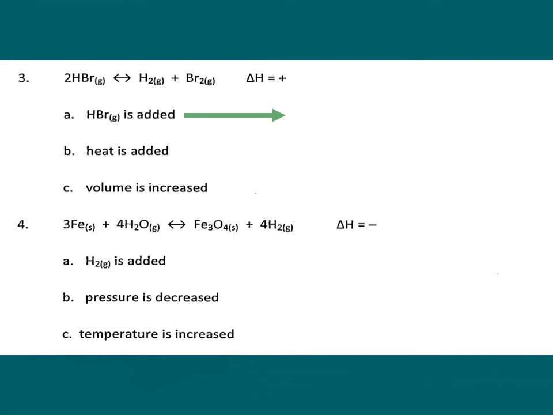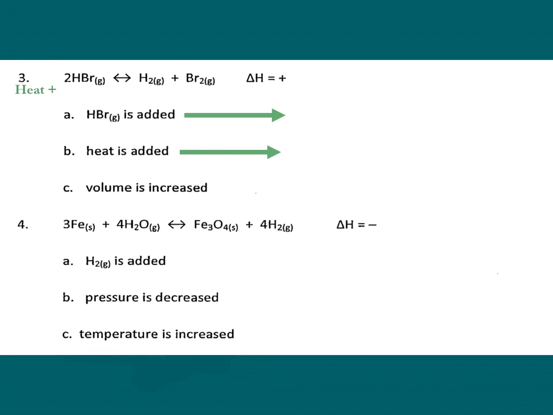heat is treated as a reactant. So now it's the same as A. If I add heat, it's going to shift it away toward the products. Shift it to the right, as we would say.